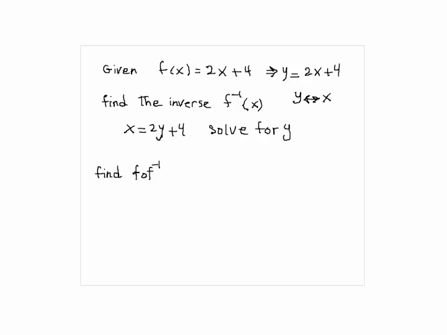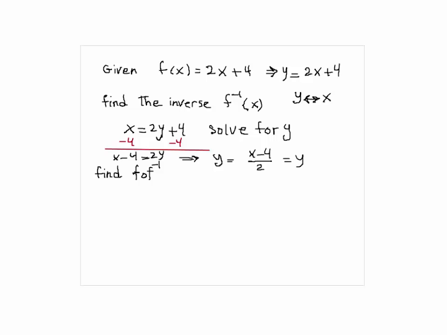Okay. So to solve for y, I have to subtract 4 from both sides of the equation here. So I get x minus 4 is equal to 2y. How do you solve for y now? Anyone? Divide by 2. So that is the inverse.